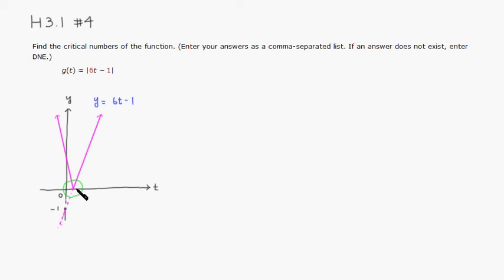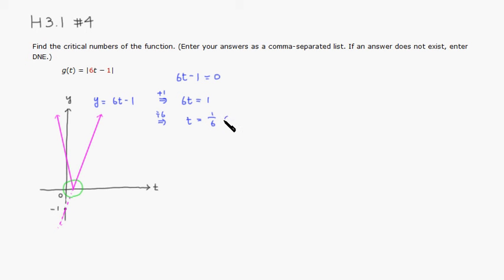That's just the t-intercept, so all you really have to do is set 6t minus 1 equal to 0. Then you add 1 to both sides, so 6t is equal to 1. Then divide through by 6 to get that t is equal to 1 over 6.